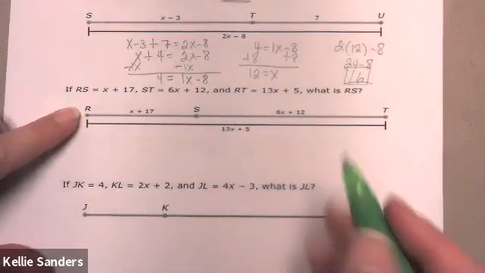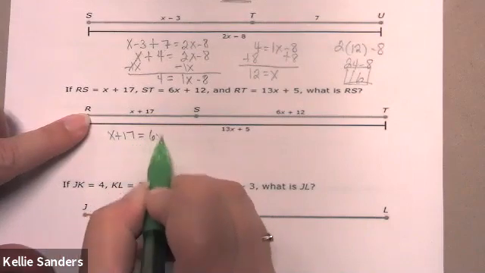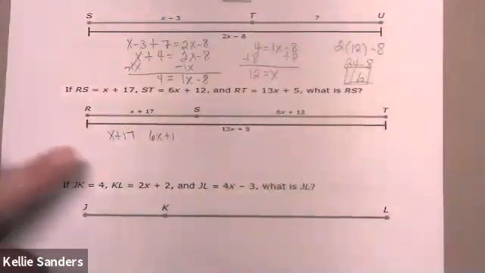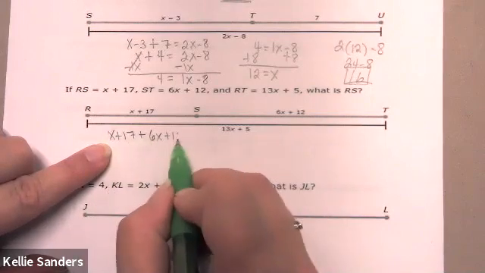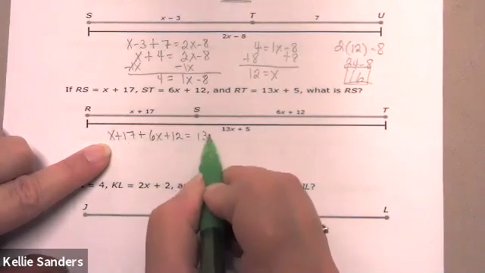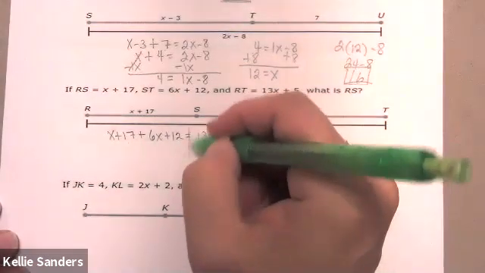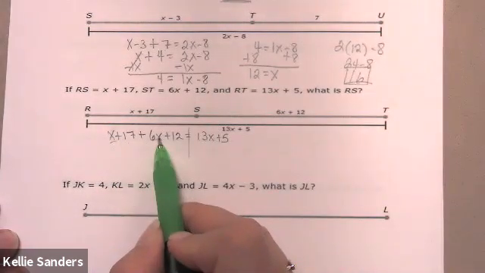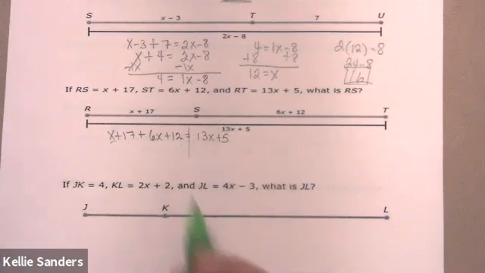Okay. x plus 17 equals 6x plus 12. Oh, that is so totally wrong. x plus 17 plus 6x plus 12 equals 13x plus 5. If this is the equal sign, this x and this 6x need to go together. This 17 and this 12 need to go together. We're not moving them to the other side because they're already on the same side.